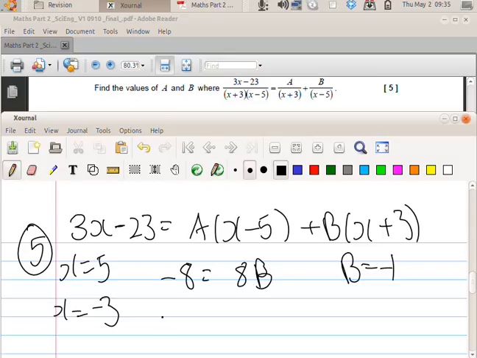Is that right? A is 4. What am I talking about? 22. I meant to say 32. So minus 32. And you get minus 8a. Yeah, so then a is 4. And that's a and b found.